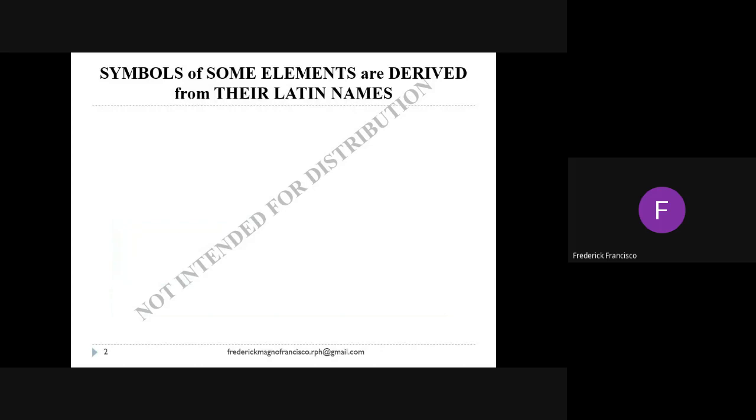For convenience, chemists use symbols of one or two letters to represent the elements. The first letter of a symbol is always capitalized, but any following letters are not. The symbols of some elements are derived from their Latin names.